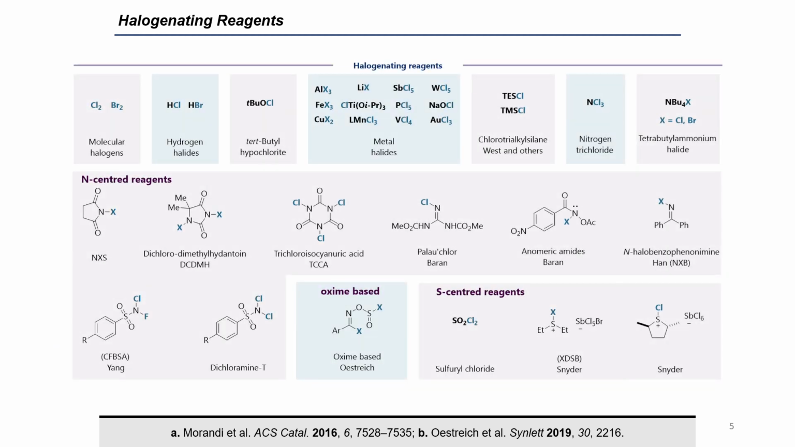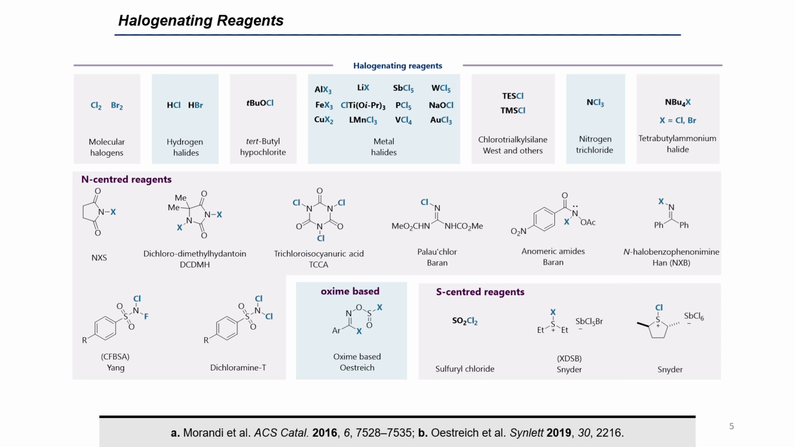Moving on to our current research, I will try to highlight most of the halogenating reagents in the literature. There might be some missing reagents, but these are the most useful and widely used reagents in the literature. So to start with, there are molecular halogens.